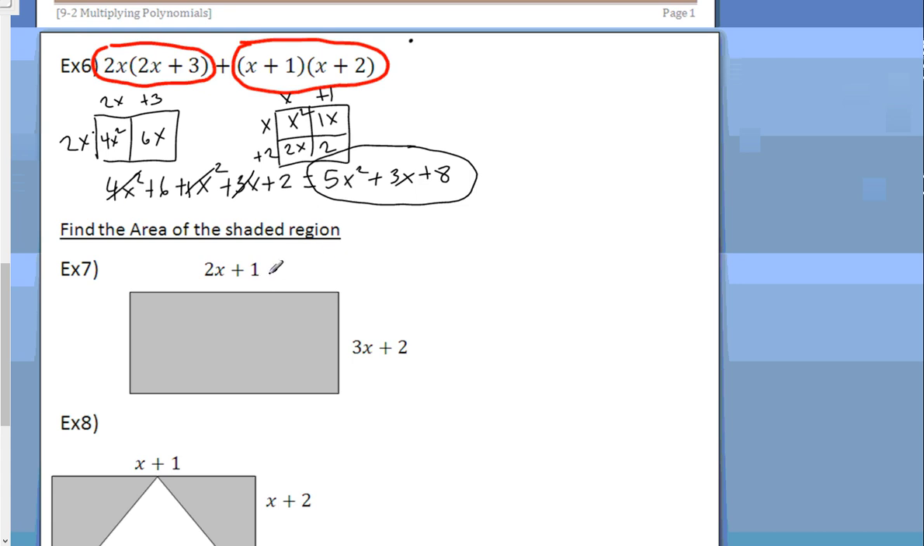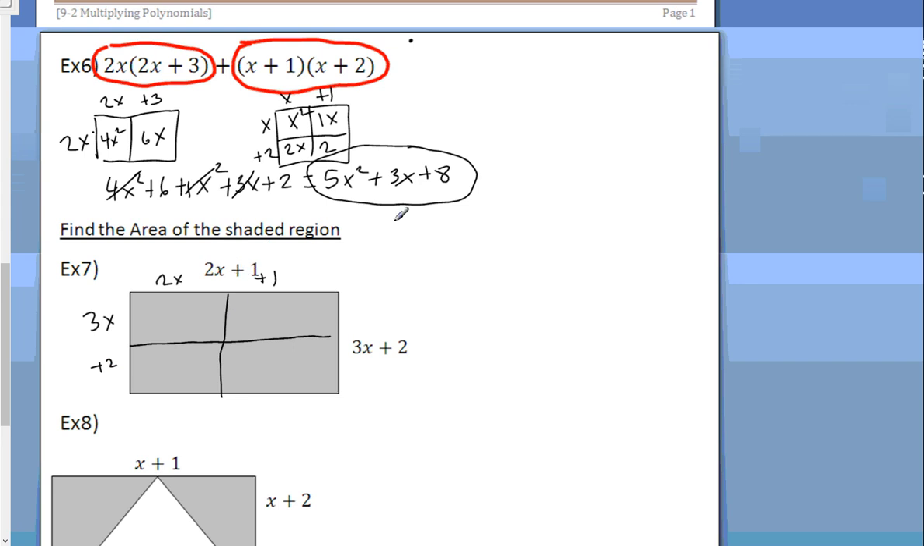Find the area of the shaded region. What's interesting about this problem, if the length is 2x plus 1 and the width is 3x plus 2, to find the area, I'm basically doing a Punnett square. So stay with me here for a minute. What I want to do is, it's two pieces here, so I'm going to break this up into two pieces. And it's two pieces here, so I'm going to break it up into two pieces. And right here will be 2x plus 1. And right here will be 3x plus 2. So it's actually the exact same problem again.